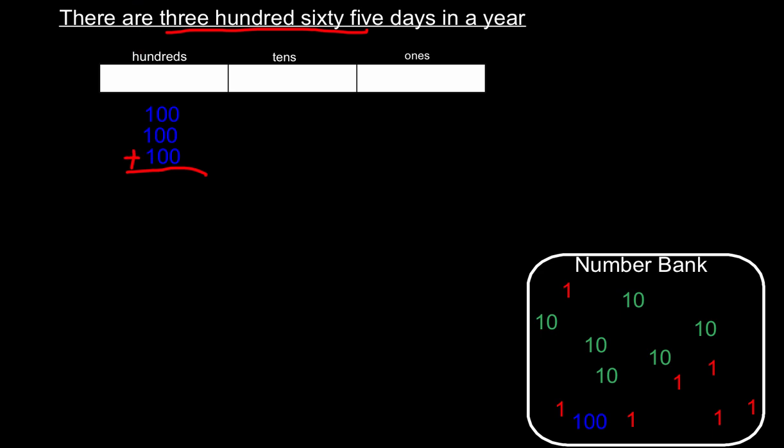But for right now, let's get all the numbers ready. Then tens, how many tens are there? Well, there's six because six tens makes 60. So 10, 20, 30, 40, 50, and 60. And all I got left is five ones.